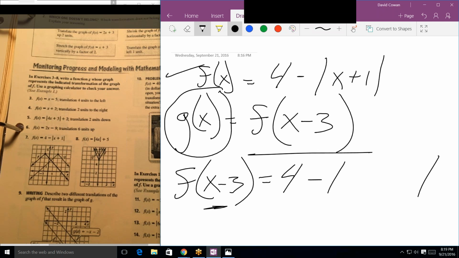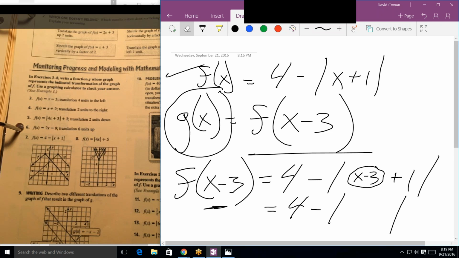Okay. So the very first thing I'm going to do, that's where x would have been. Now I'm going to write x minus 3 plus 1. That's what you do. Okay, that makes sense. And now simplify. Equal to 4 minus what? What's now in the absolute value? Just x minus 3 plus 1. Plus 1, yeah.